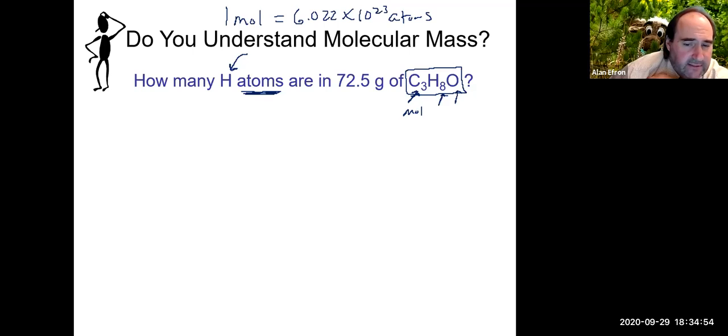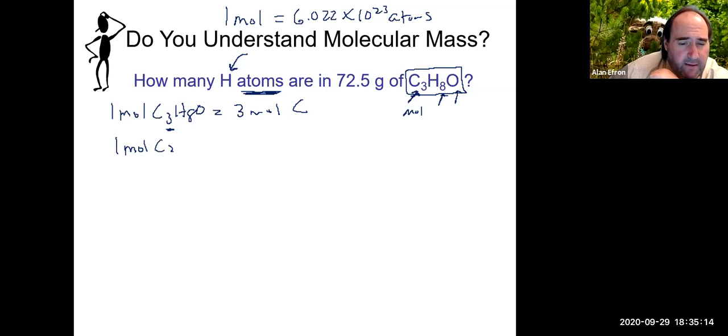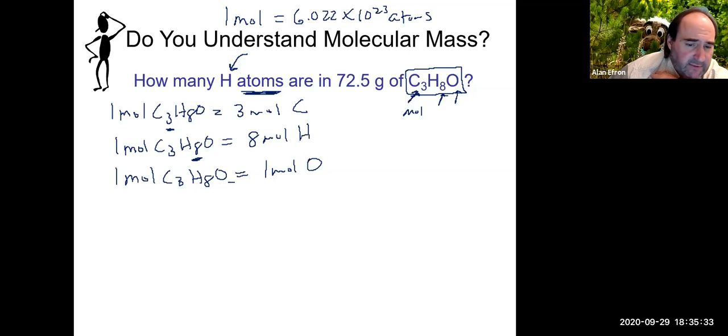So we could come up with several conversion factors from the actual formula itself. We could say in 1 mole of the entire thing, there are 3 moles of just carbon. And again, the 3 would come from here. We could also say in 1 mole of the entire thing, there are 8 moles of hydrogen. And again, the 8 comes from right there. It is basically the moles of it. And we could also say in 1 mole of the entire thing, there is 1 mole of oxygen, also from the subscript that would normally be there.